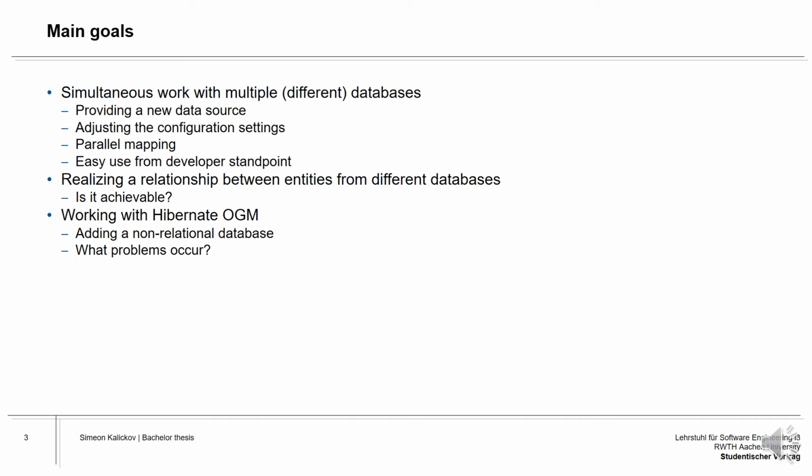What we want to achieve is simultaneous work with multiple different types of databases in a single project, which will be done by providing a new data source and adjusting the needed configurations in the project, thus achieving a parallel mapping and easing any further development. Once this is achieved, we want to test whether a relationship between entities from different databases is possible. And at the end, we also strive to study and apply the OGM engine in order to add a non-relational database to the project.